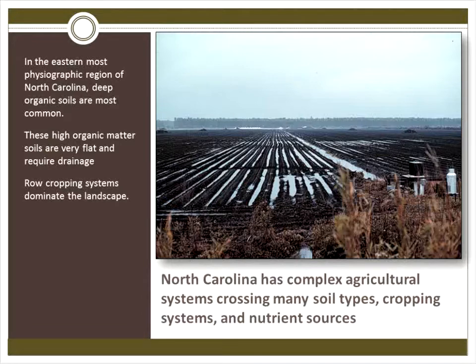The most eastern physiographic region of North Carolina has deep organic soils. These were basically swamplands that formed organic soils. They have to be drained to be productive, and primarily row crop dominates these systems. There's very little animal waste applied to these organic soils.